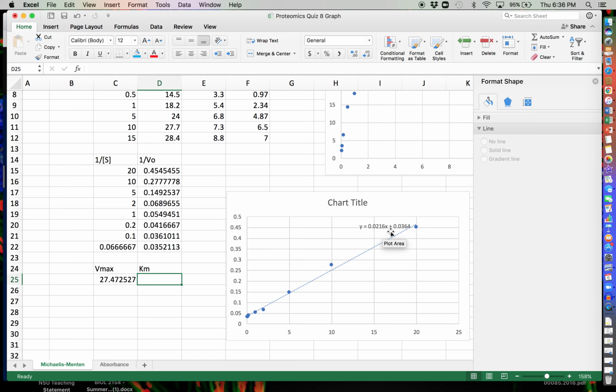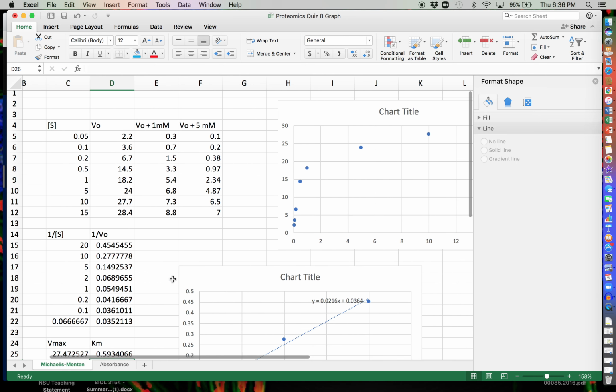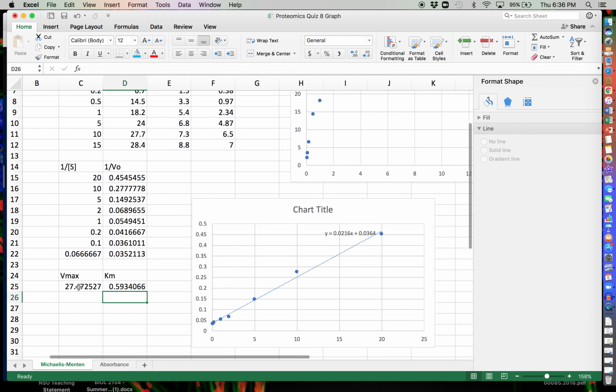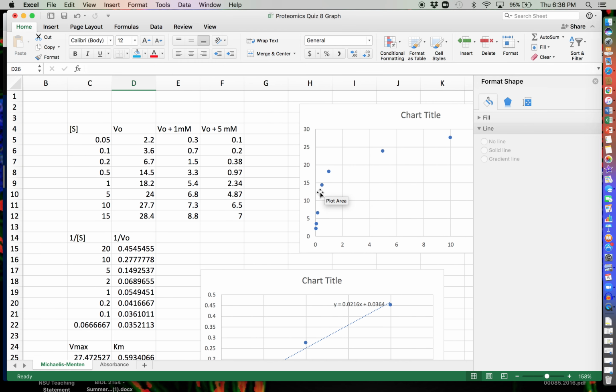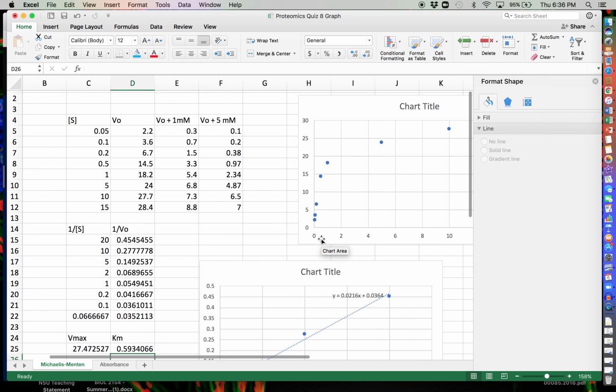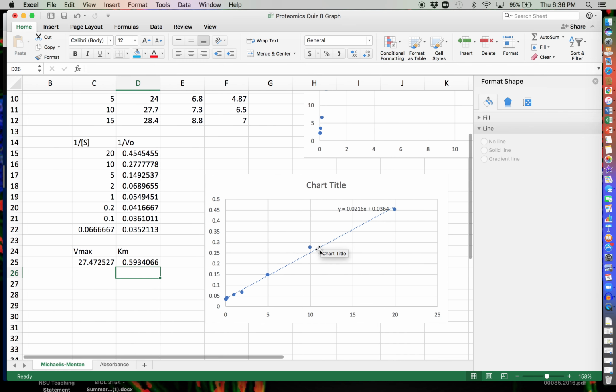The slope is equal to Km over Vmax. So if I want to just get Km, I would take the slope, which is 0.0216, and multiply it times that Vmax that I just got. I get a Km of practically 0.6, which again is pretty much in line with what we see here. So at a half maximal velocity, if maximal velocity is 27, half maximal velocity would be about 13.7 or so. So at about right here, yeah, that makes sense. Maybe about a substrate concentration of 0.6 or so.